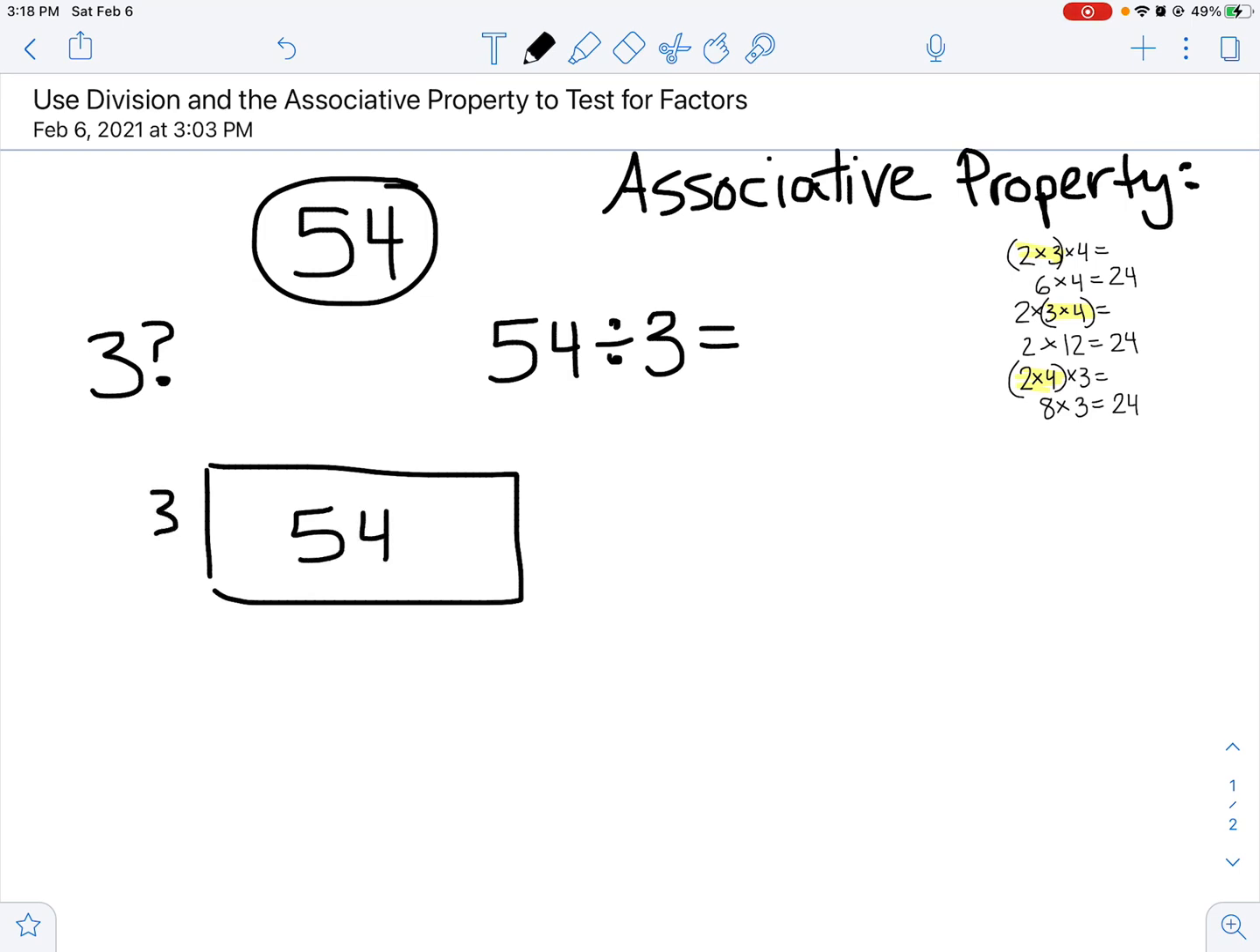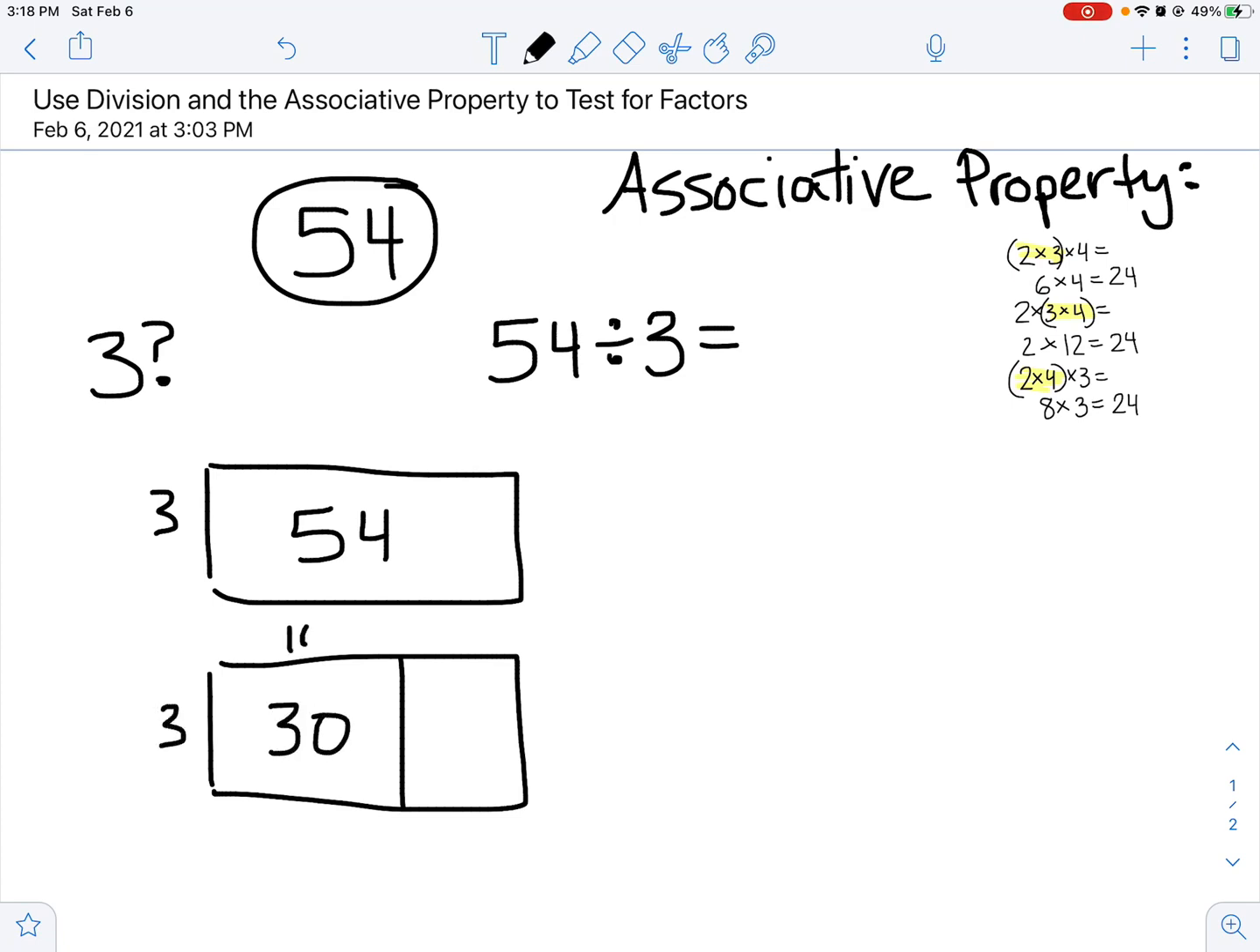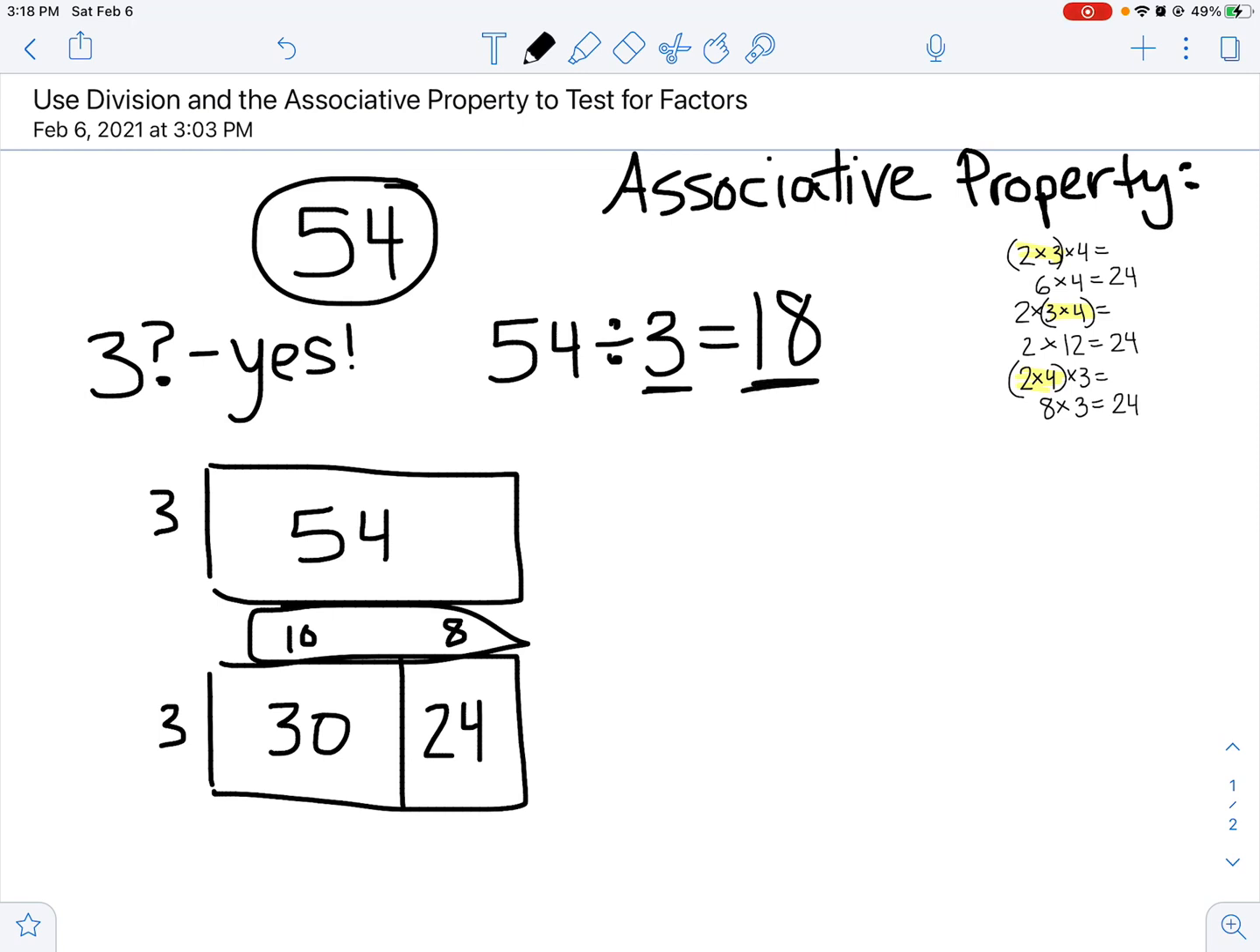So I know I'm looking for a total of 54. So I know that I'm going to go with a 30 right away because I know 3 times 10 is 30. That leaves me 24 left, and I know 3 times 8 is 24. My quotient ends up being 18, so therefore I know that yes, 3 is indeed a factor of 54 because I ended up with a whole quotient and I did not have any remainders.